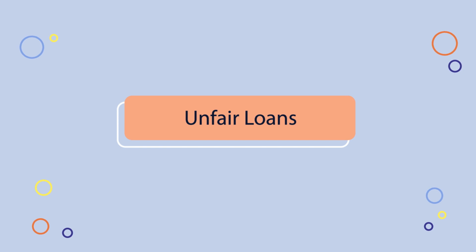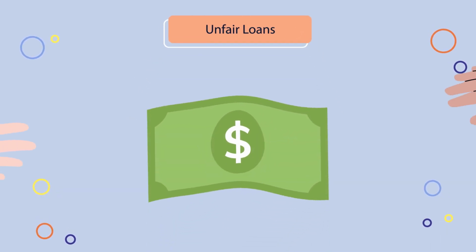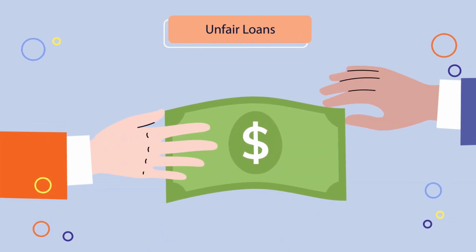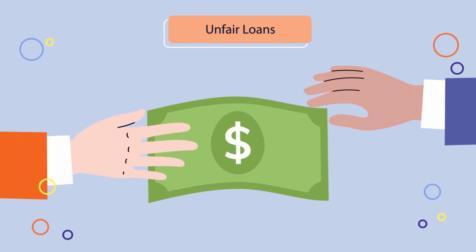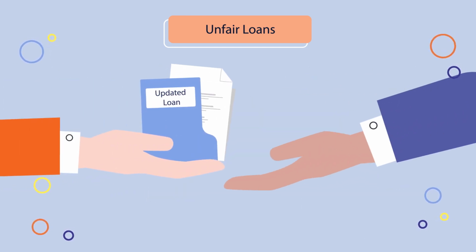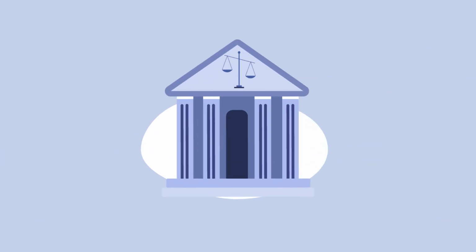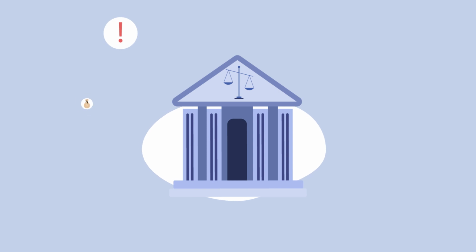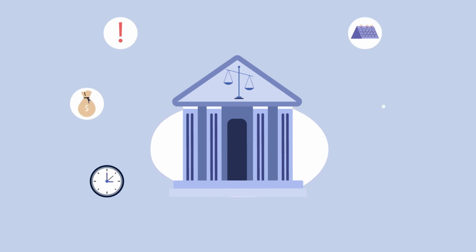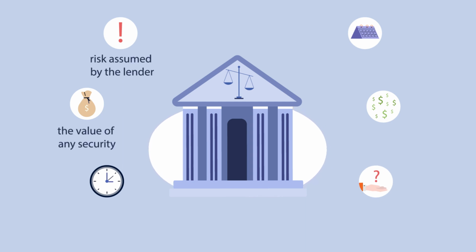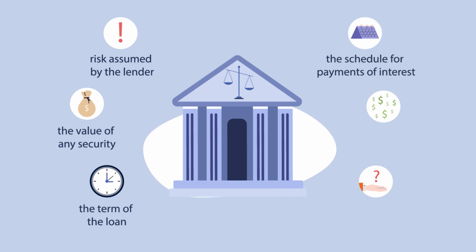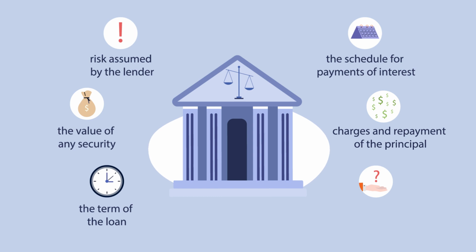Unfair loans. A loan is an unfair loan if the interest on the loan or charges in relation to the loan were extortionate when the loan was made, or have since become extortionate because of a variation to the loan. In determining whether a loan, the interest or the charge was extortionate, the court will generally consider factors such as the risk assumed by the lender, the value of any security, the term of the loan, the schedule for payments of interest, charges, and repayment of the principal, and any other relevant matter.